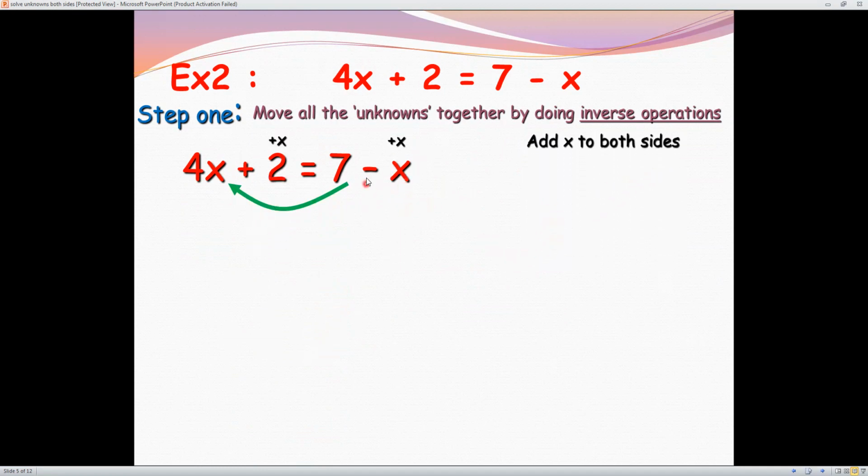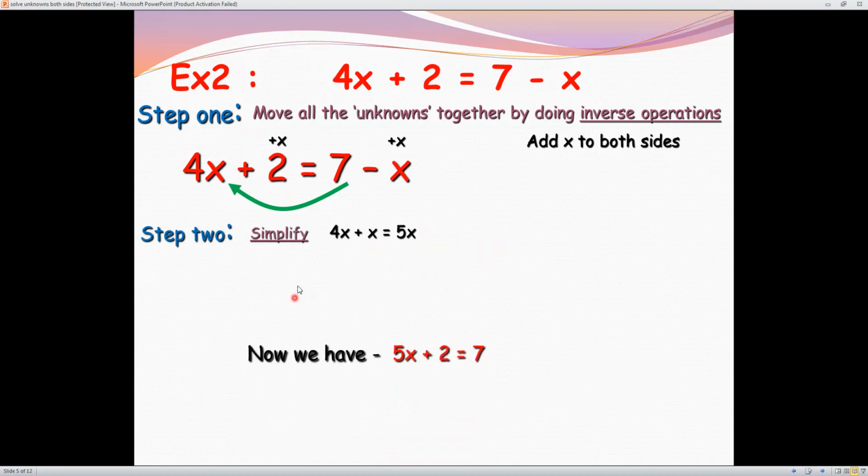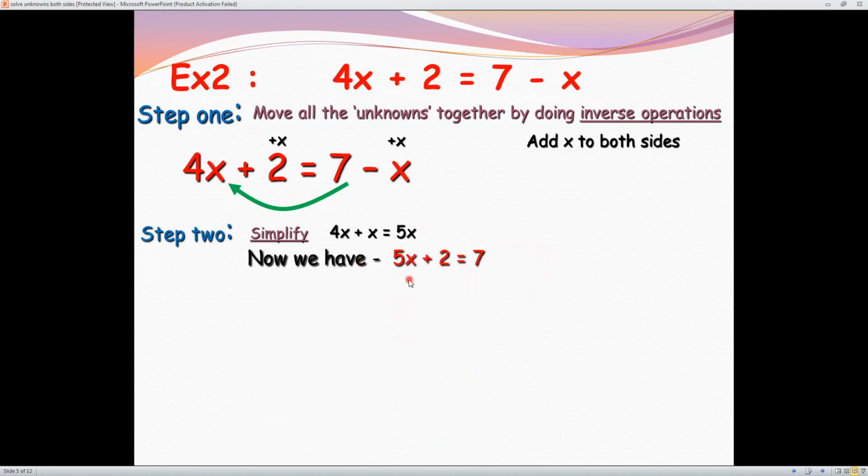Adding x here, with this minus x, I will add 1x to it, so it becomes 0. And here I will add 1x to the 4x, and it becomes 5x. Let's simplify it. So the equation is this shape: 5x plus 2 equals 7.